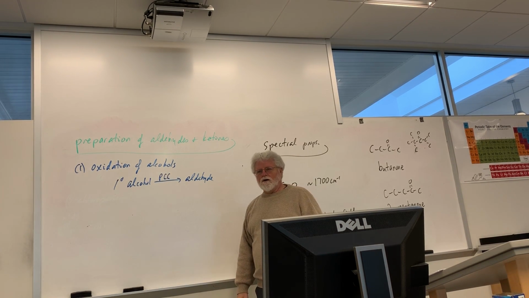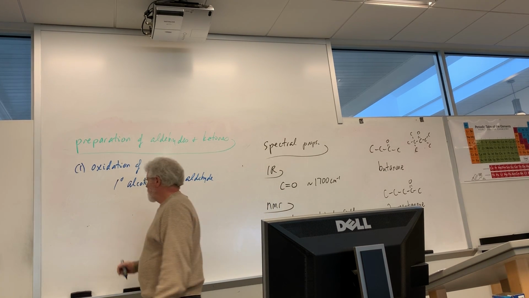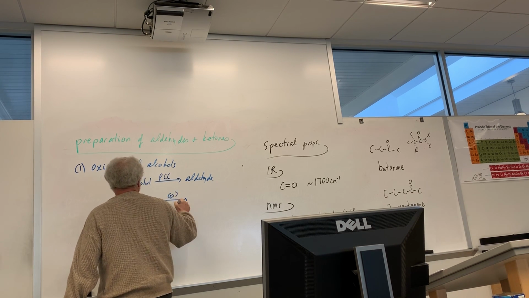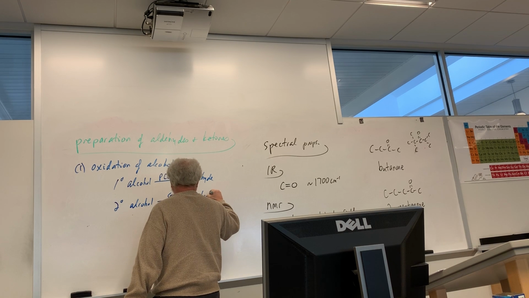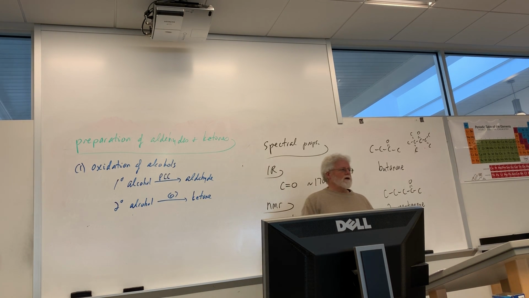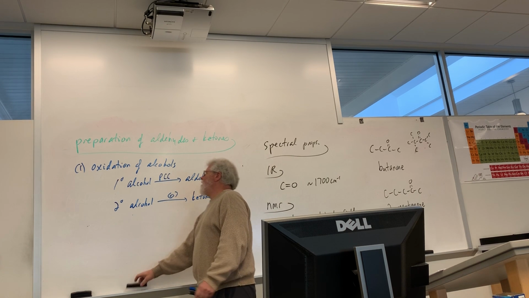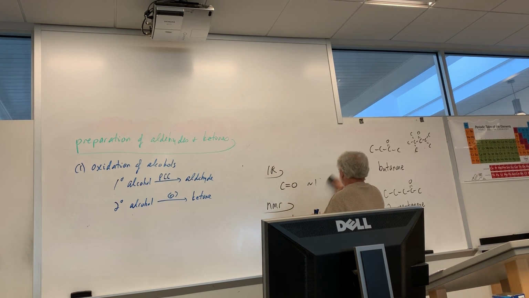What do you oxidize to get a ketone? A secondary alcohol. Any of the standard oxidizing agents will do there. Which do you get, an aldehyde or a ketone, if you oxidize a tertiary alcohol? Trick question, nothing. Tertiary alcohols are non-oxidizable. So there you go. Nothing new there. You already knew how to synthesize aldehydes and ketones.